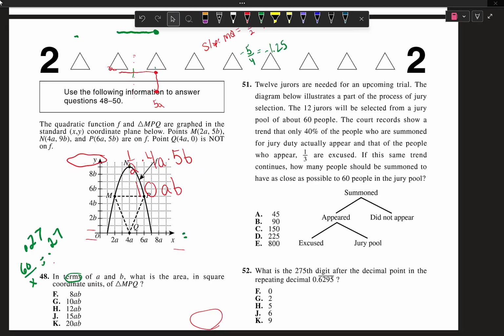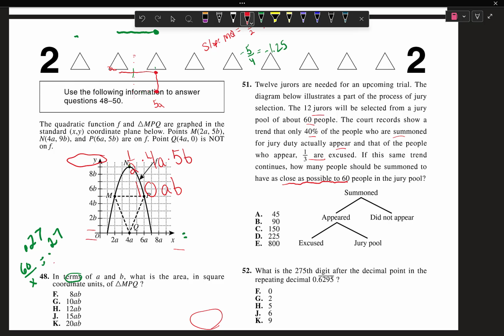All right, and then 51, 12 jurors are needed for the upcoming trial. The diagram below illustrates a part of the process of the jury selection. The 12 jurors will be selected from a jury pool of about 60 people. The court records show a trend that only 40% of the people who are summoned for jury duty actually appear, and that of the people who appear, 1/3 are excused. If the same trend continues, how many people should be summoned to have as close as possible to 60?